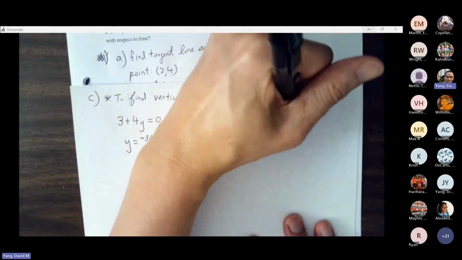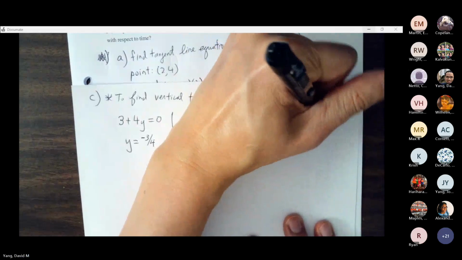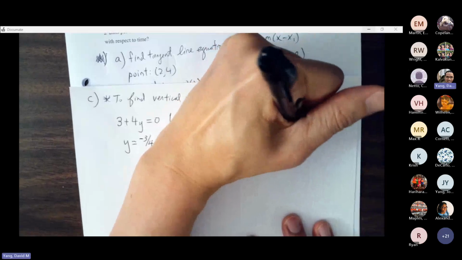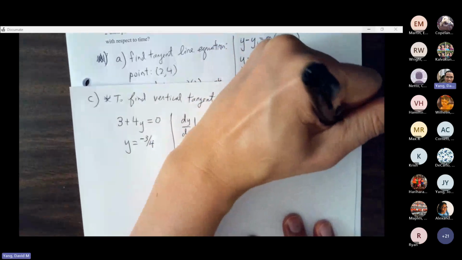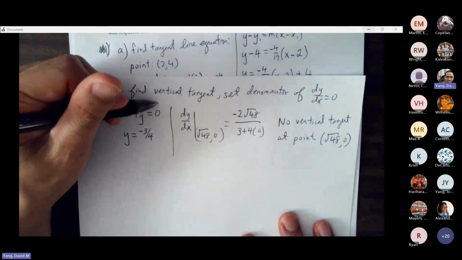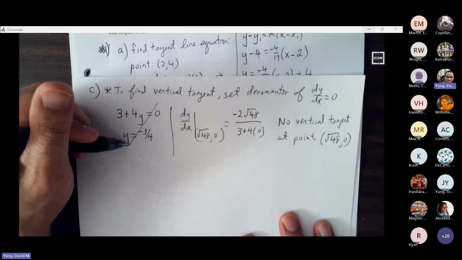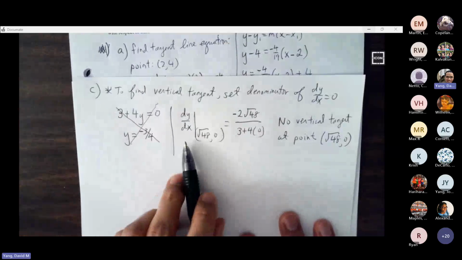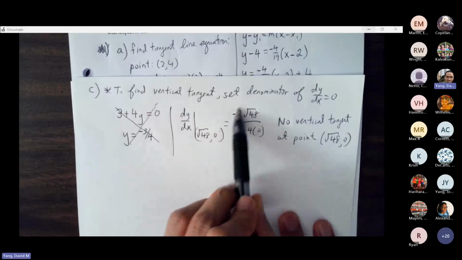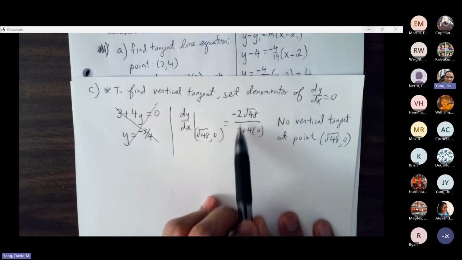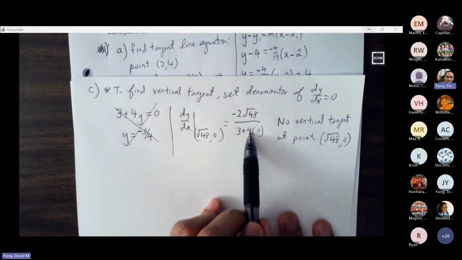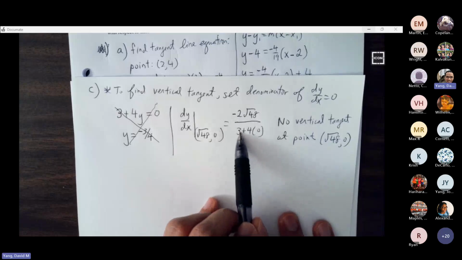So basically, we can just say no vertical tangent at point root 48, 0. Yeah, we'd have to go through this process. I mean, we probably can arrive at the same conclusion, but it's just easier and faster, because we know what has to happen. If it's truly a vertical tangent, this ordered pair should cause my slope to be undefined, but I'm not getting an undefined slope. I'm getting something that is a real number. Even though the 4 goes away, the 3 is still there.